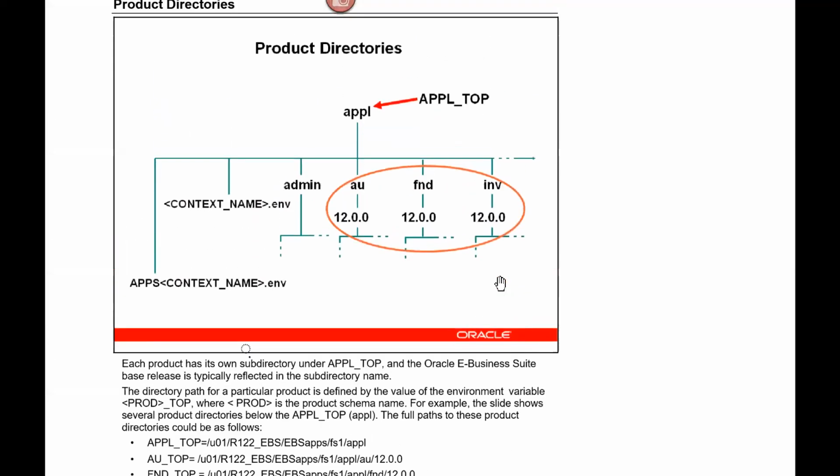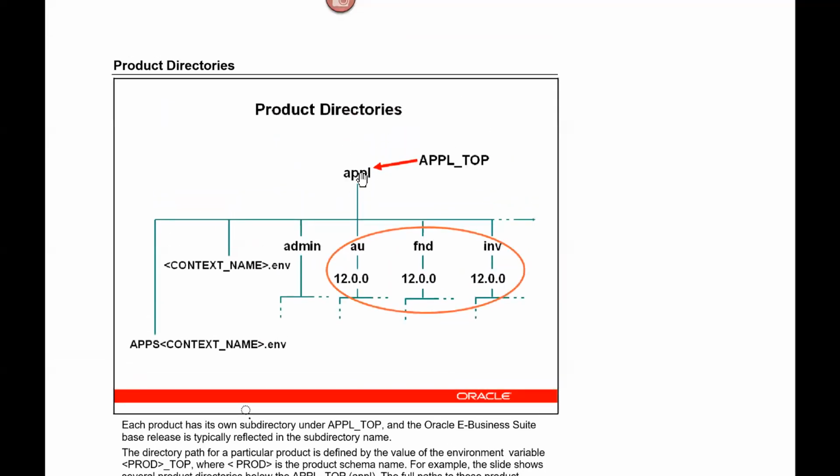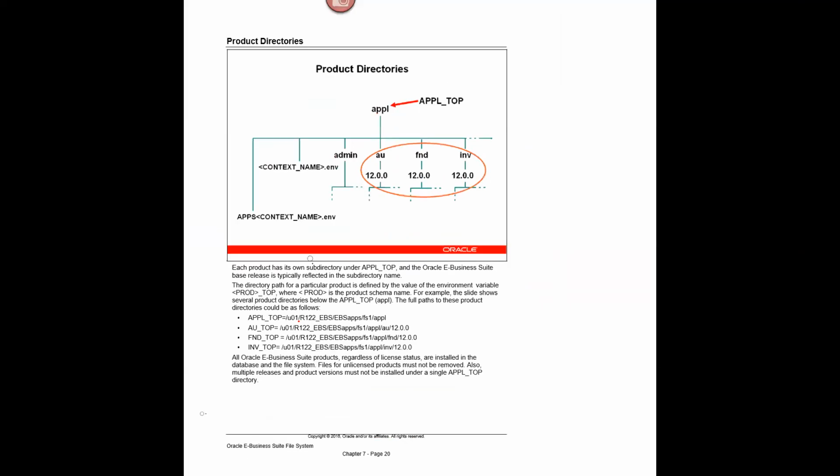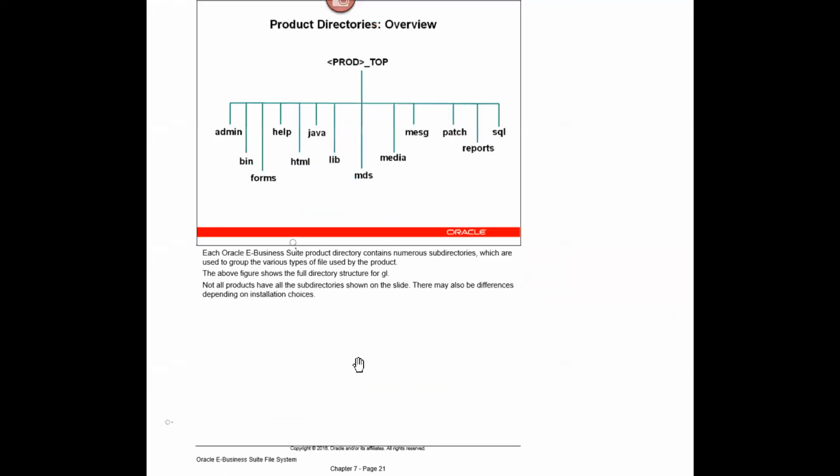Then apart from that, this is the top directory. When you go to APPL top, you'll find all of these products under it. APPL top is the top level directory. If you go to AU top, FND top, inventory top, AP top, GL top, like that there are so many tops. Those are all the product tops for you. That's what he has given as an example.